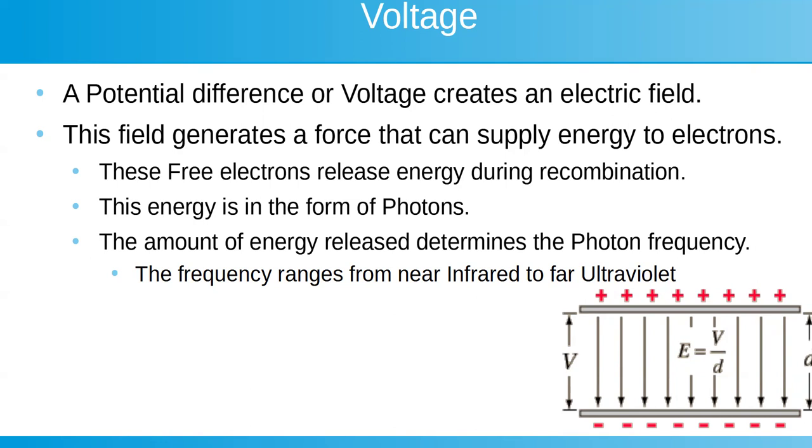And you think of photons as light, but it's really, say, a radio wave of a different frequency. The amount of energy that's released determines the frequency of the photon. So if it's low energy, you're going to see it down in the infrared range, which would be heat. If it's very high energy, it's going to be way up in the ultraviolet.